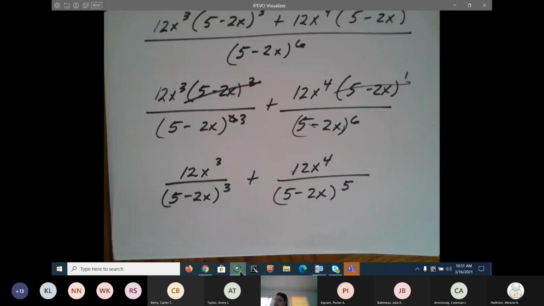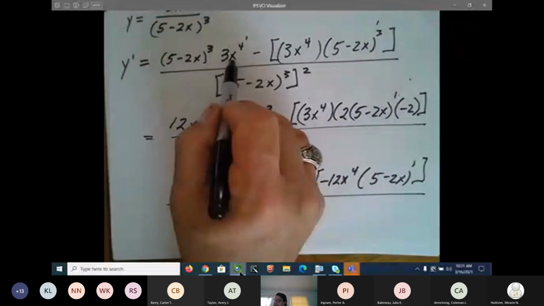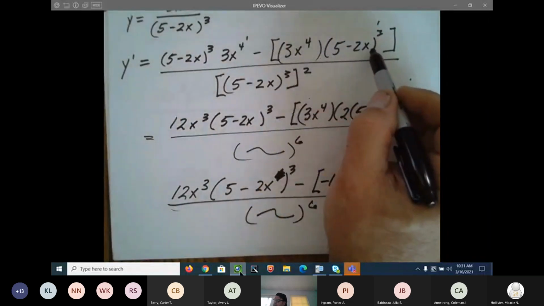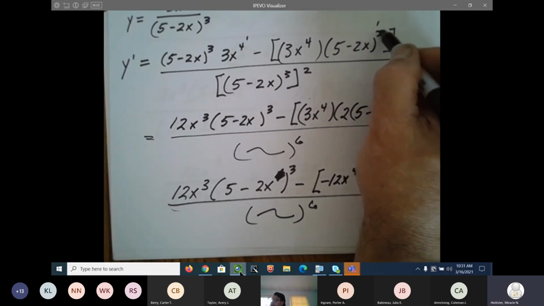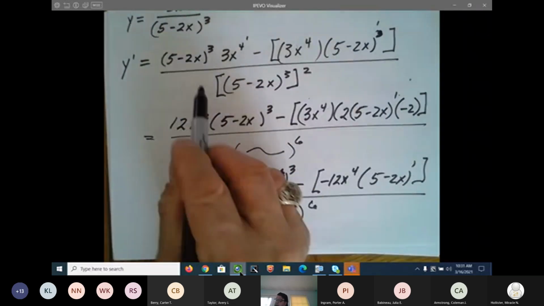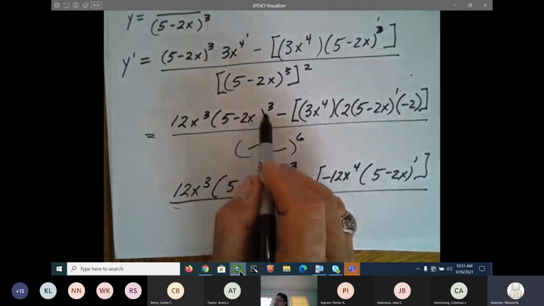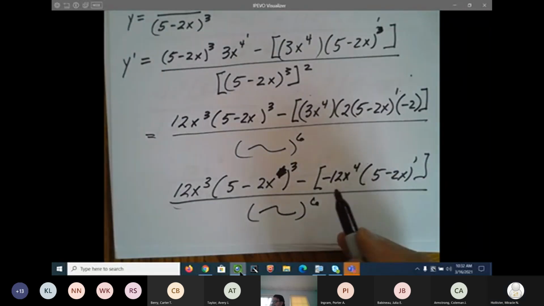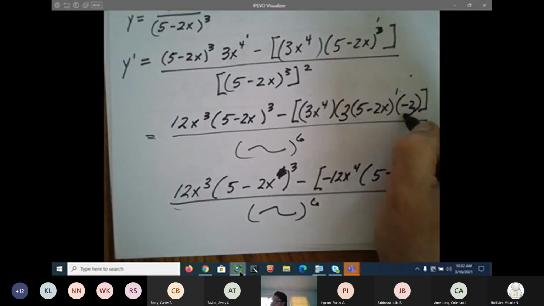Okay, denominator times numerator prime minus the numerator times denominator prime. And that's a 3, right? Is that a 3? Yeah, that's a 3. I'm making sure I wrote everything down right. Okay. 12x to the third, 5 minus 2x cubed, 3x to the fourth, 3, I see it. Yeah, and then it's times the -2. I thought that was a times 2. I wish somebody had said something.